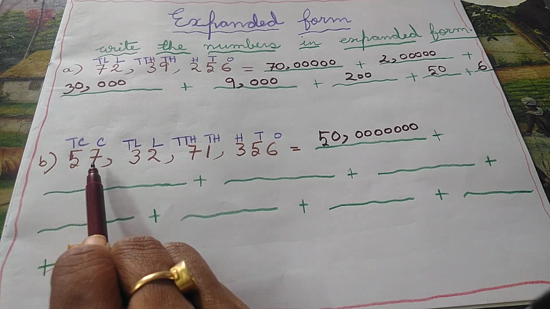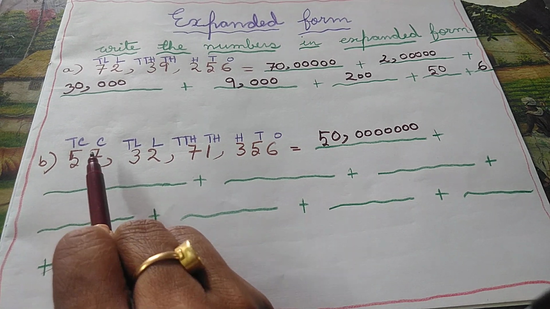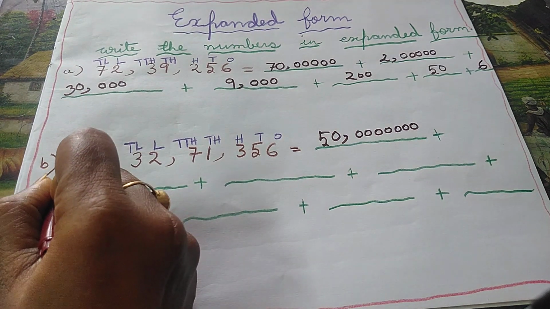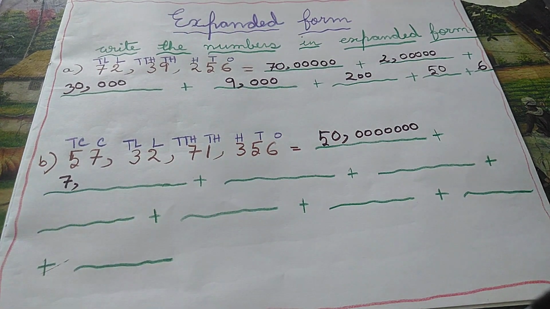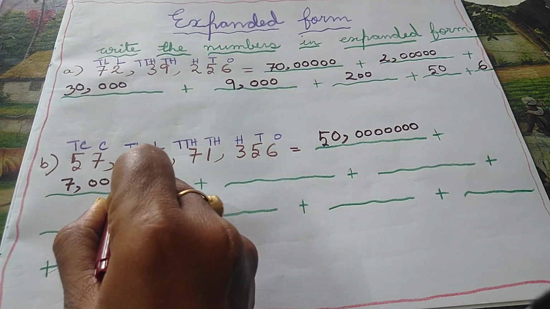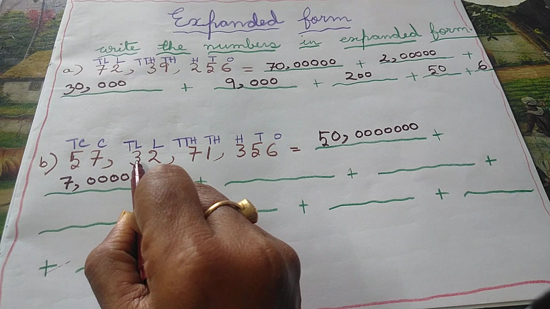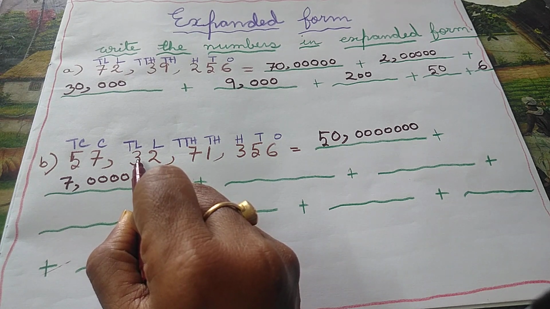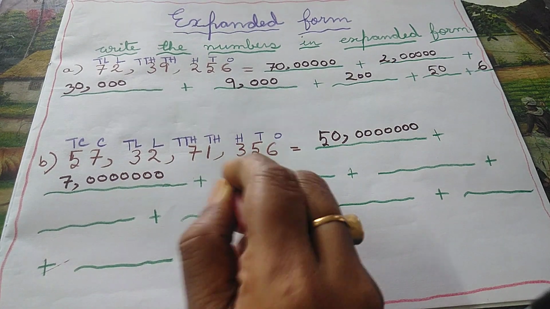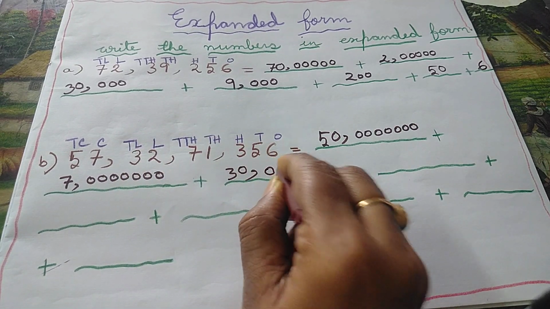The next digit is 7. Okay. What is the place value of 7? 7 crore. How to write 7 crore in number? 7. After that, we will write 7 zeros. The next digit is 3. What is the place value of 3? 3, 10 lakh. 3. For 10, 1 0. For lakh, there will be 5 zeros.